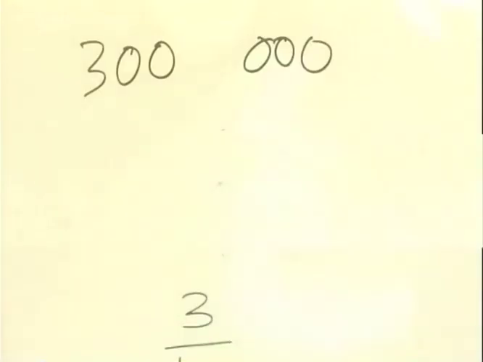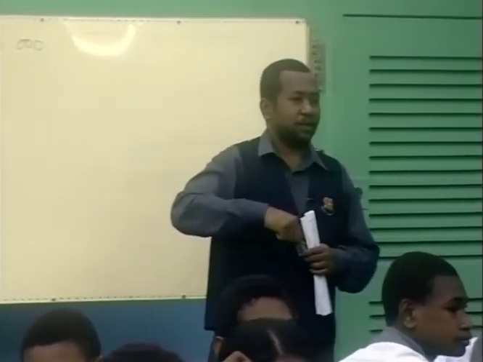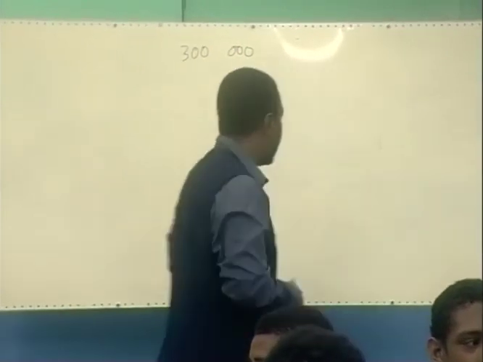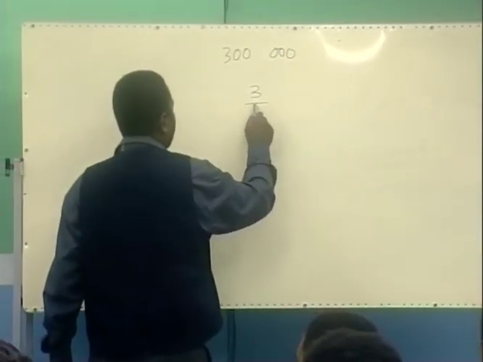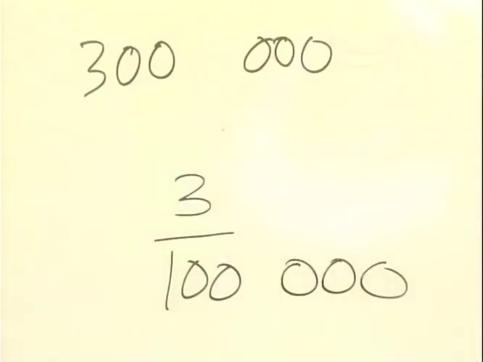Eights and receiving students, do you think this is correct? Yes? I can hear someone say no. Who has got a different answer? Okay, Diana, what is your answer? 3 over 100,000. Okay, she says 3 over 100,000. Now we've got 2 answers. One is 300,000, one is 3 over 100,000.